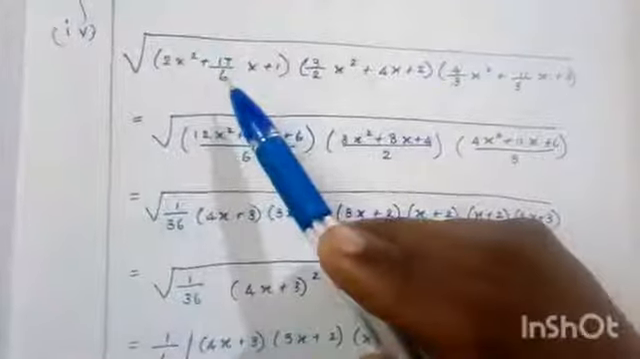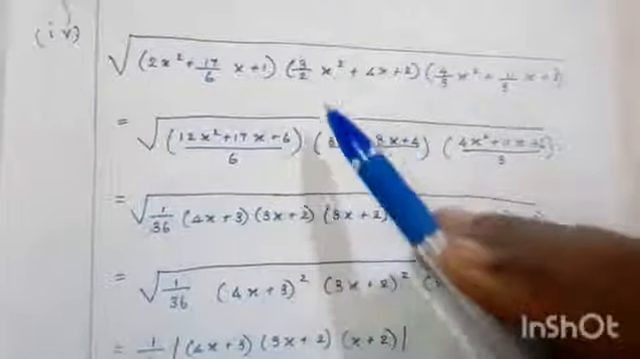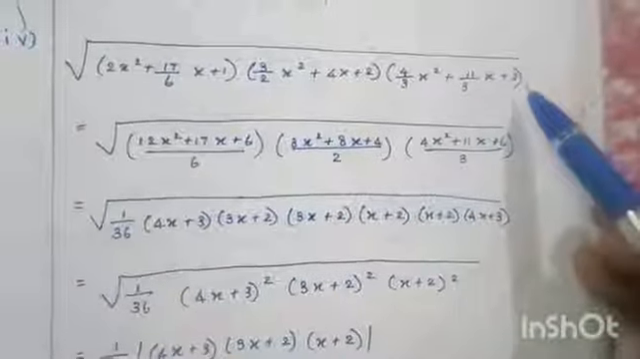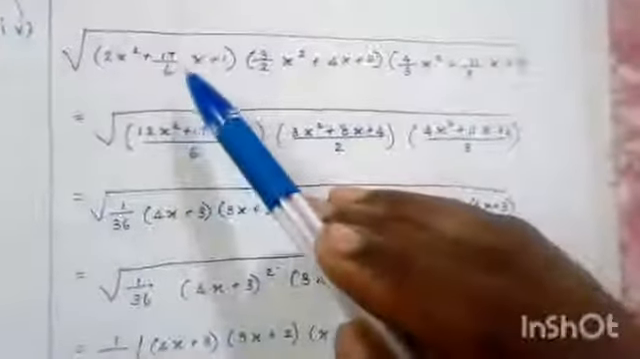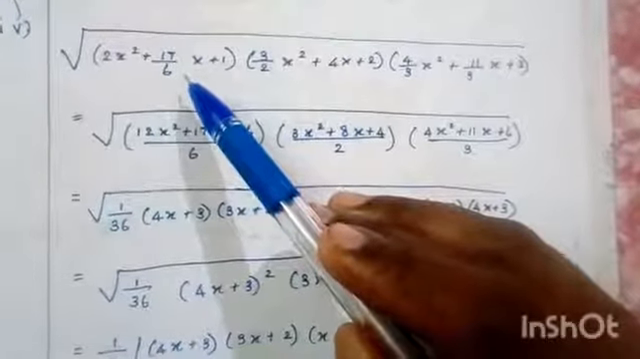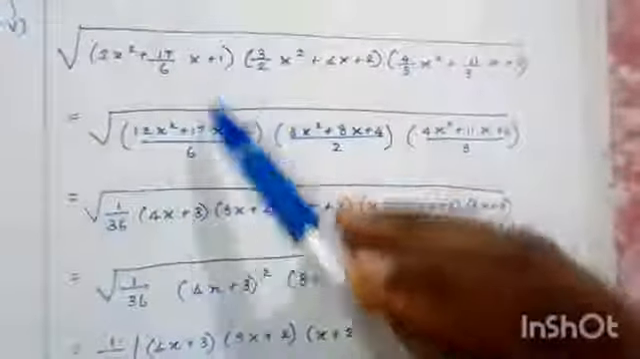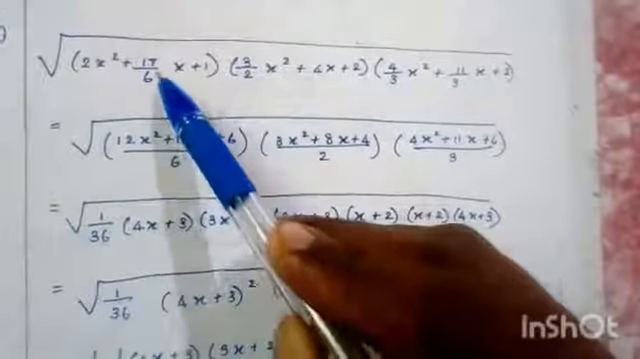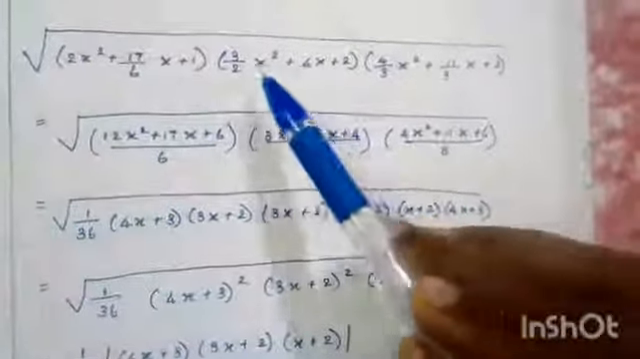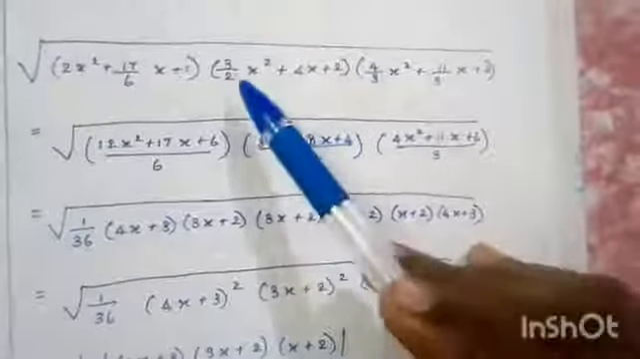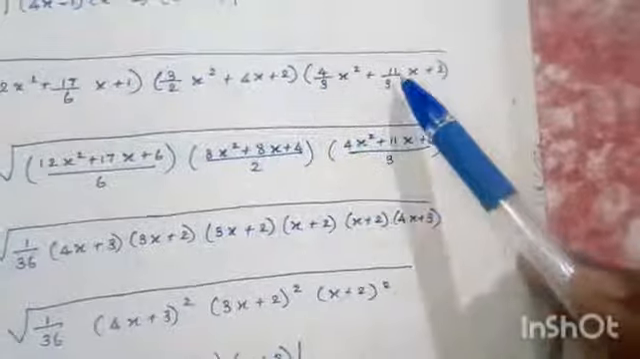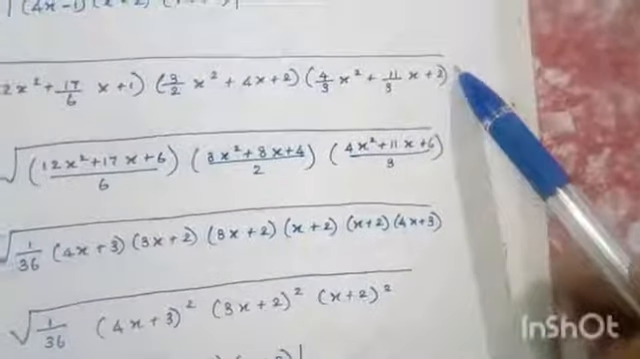Now fourth problem, 2x square plus 17 by 6x plus 1, 3 by 2x square plus 4x plus 2, 4 by 3x square plus 11 by 3x plus 2. For we have the fraction coefficients, so we have to take a LCM. For this first expression, LCM is 6. So this is multiplied by 6, 12x square, 17x plus 6. For this expression, LCM is 2. So that is 3x square, 4 2s are 8, 8x, 2 into 2, 4. For here LCM is 3. So that is 4x square plus 11x plus 6, 2 into 3.